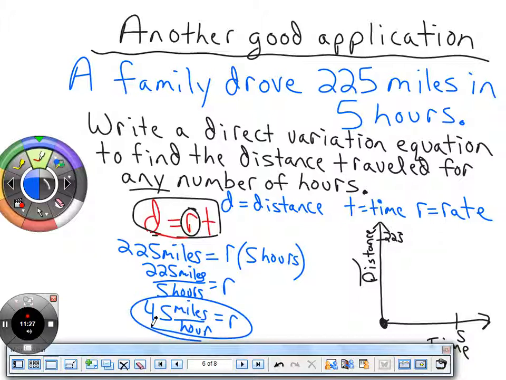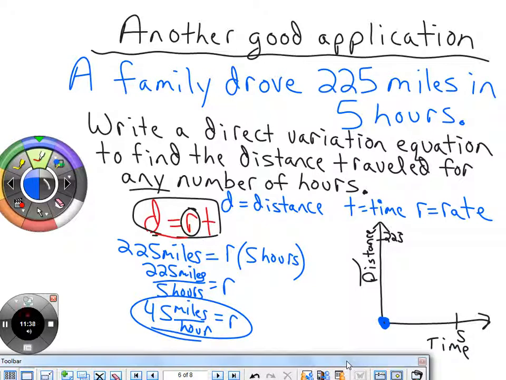If they were able to cover 225 miles in 5 hours, and if we go to graph it, it would look something like this. If we went 0, 0 hours, we wouldn't have any distance. But in 5 hours, they were able to go 225 miles. So we just could connect the dots and call that good. That'd be a good line. And the rate, or the slope of that line, would always be whatever we figured out the rate is. So the rate is the slope of the line, and that means we would be going 45 miles for every hour that we drive. So that's the slope of that line.